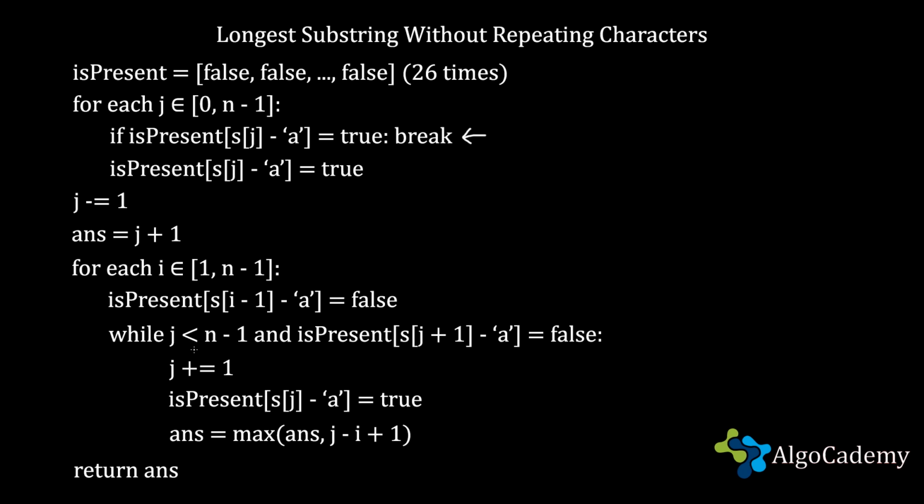So first of all, if J is less than n minus 1, so J plus 1 is a valid position, and that character is not already present in my substring, so isPresent of that value equals false, then I can increment J. I should take this character into my substring, so I set its isPresent value to be equal to true, and then because I know J is a valid one, I update the answer, which in the end I will return. Awesome.